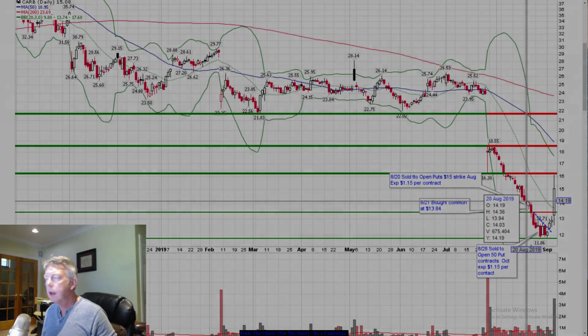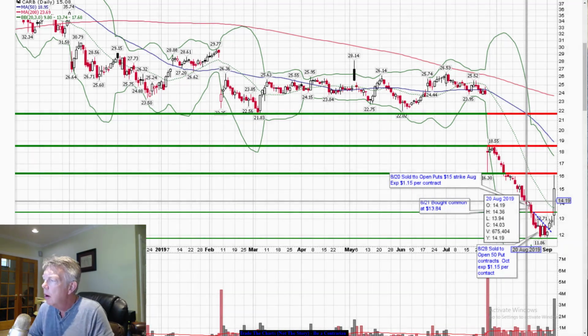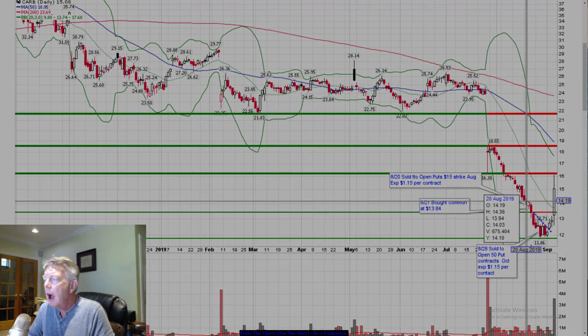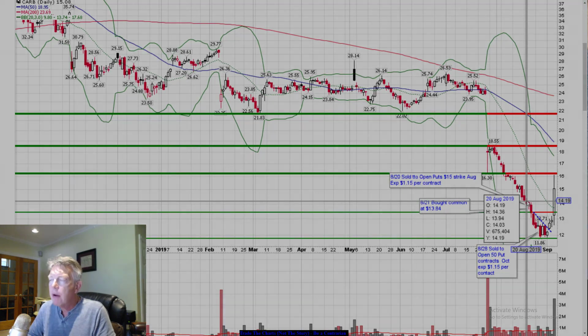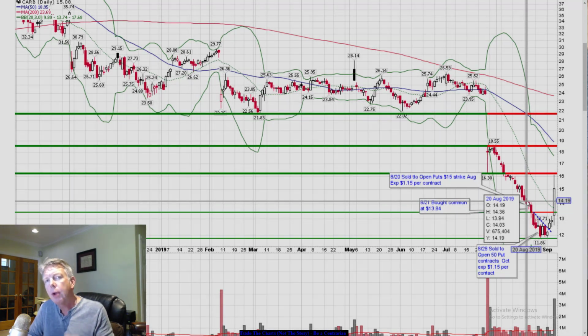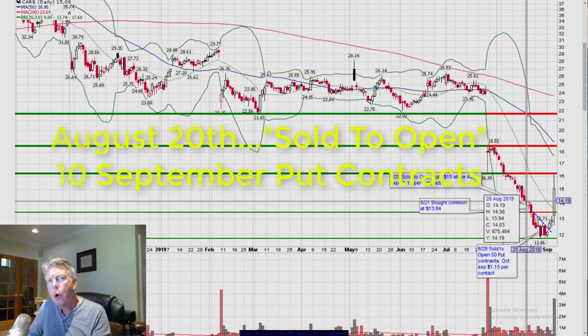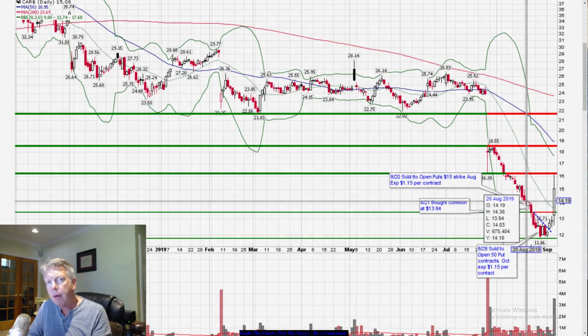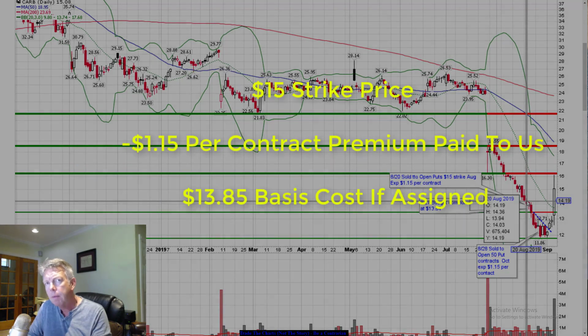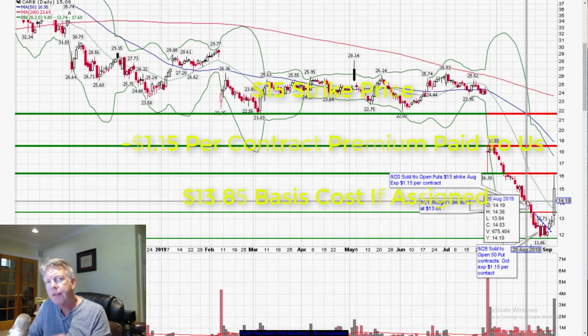So on August the 20th, the shares were down on the day, and I said, you know what? I know we have support at around the 13.85 level, so I priced out the puts. So I sold to open. Now, when people hear puts, they think, oh, he's bearish. He's looking to take advantage of the shares pulling back and to profit off of the options. No, that's when you buy an option. In this case, what we did is we sold to open a put contract, the 15 strike price expiring in September. We brought in a premium of $1.15.